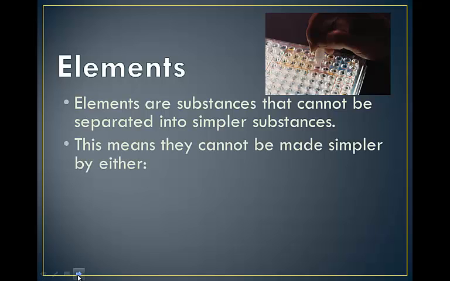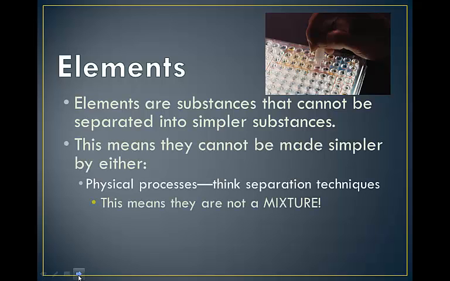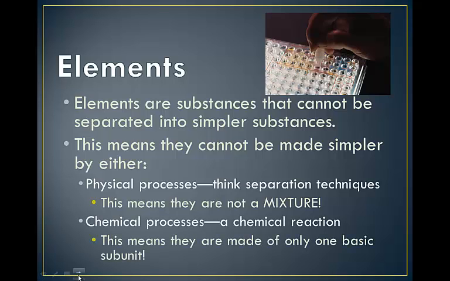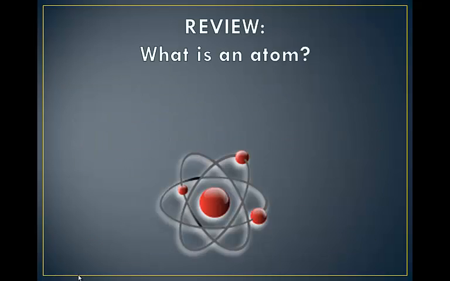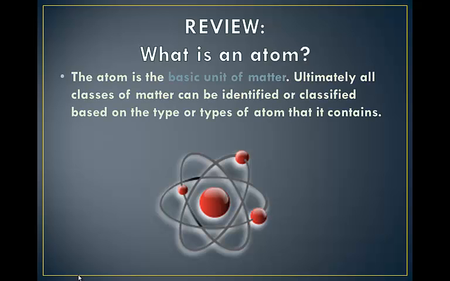This means that they can't be made simpler by either a physical process, and by this I mean a separation technique. We'll talk about that at the end of the unit when we start talking about mixtures, or a chemical process, i.e. a chemical reaction. That means that they're made of one basic subunit. And what is that subunit? Well, we remember from Science 10, that's an atom. So the atom is the basic unit of all matter.